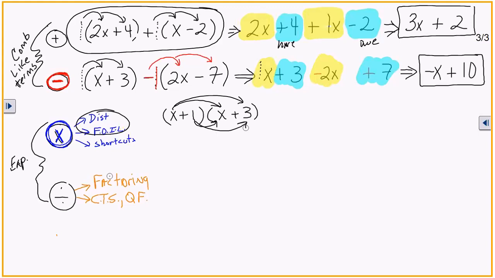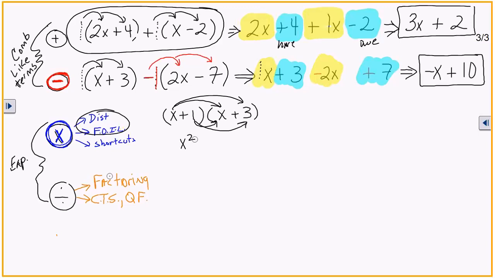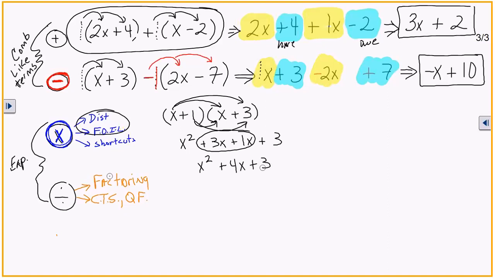And x times x is x squared. x times 3 is 3x. 1 times x is 1x. And 1 times 3 is 3. And these two, most of the time, will combine. And you get x squared plus 4x plus 3. Now that's using the distributive law.